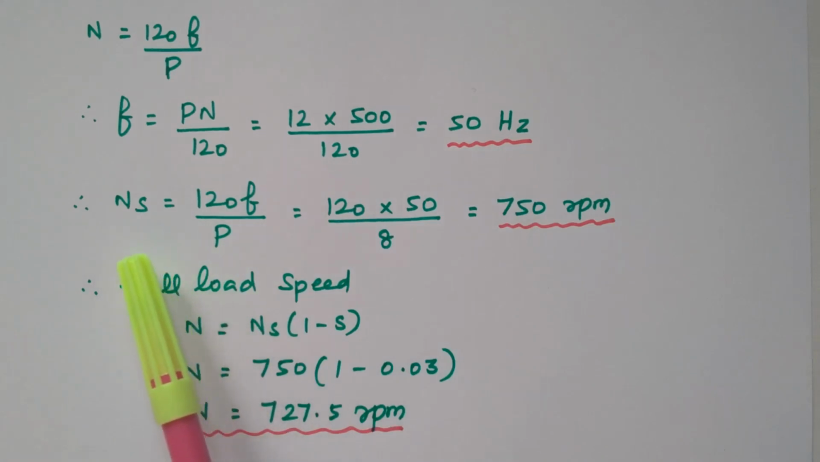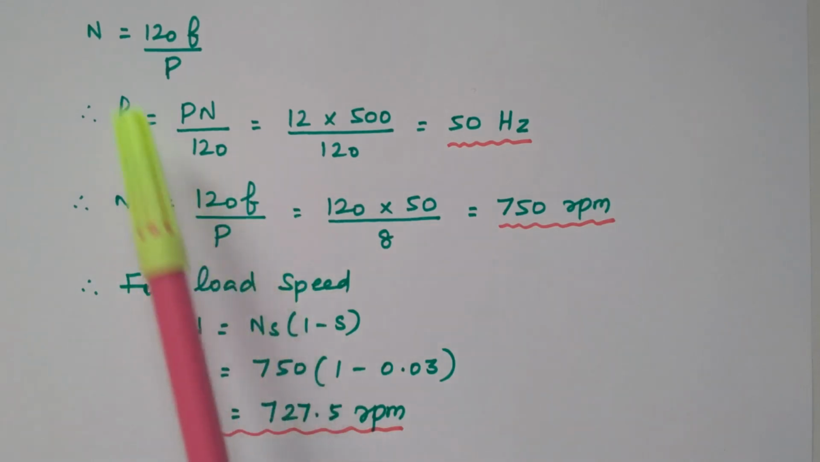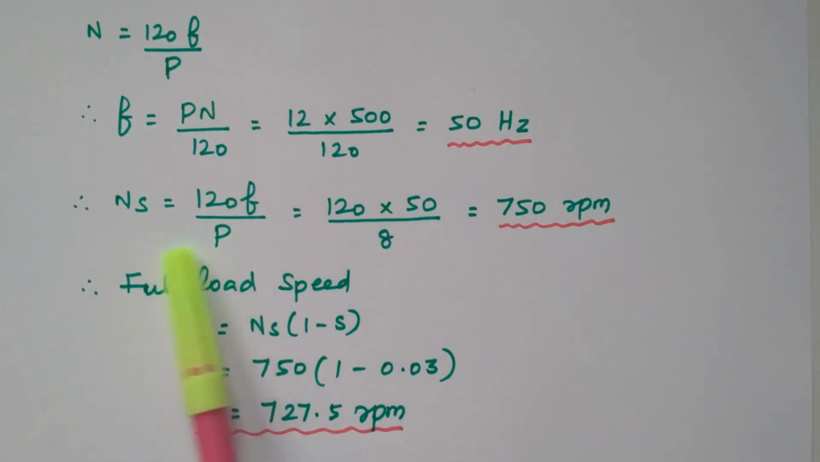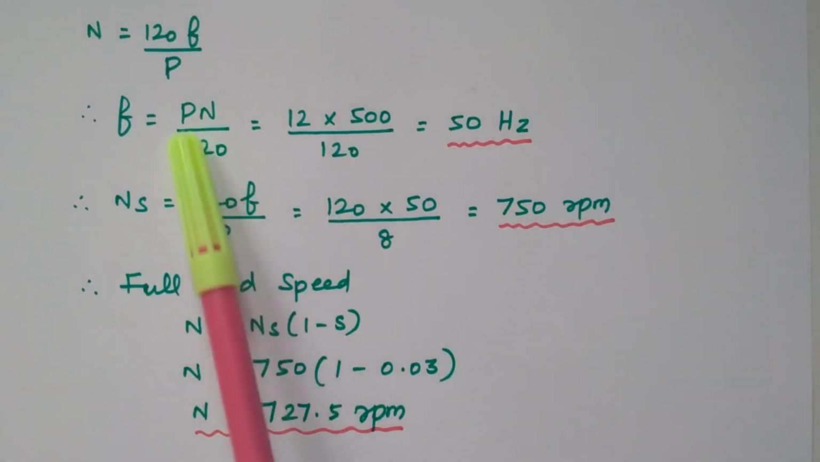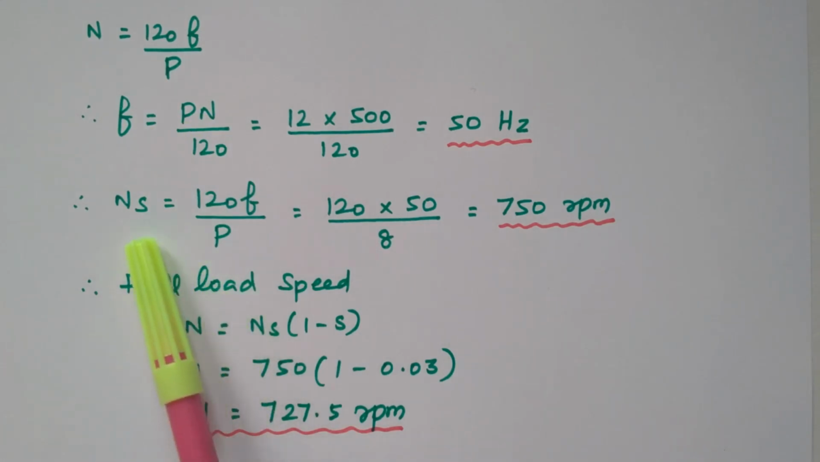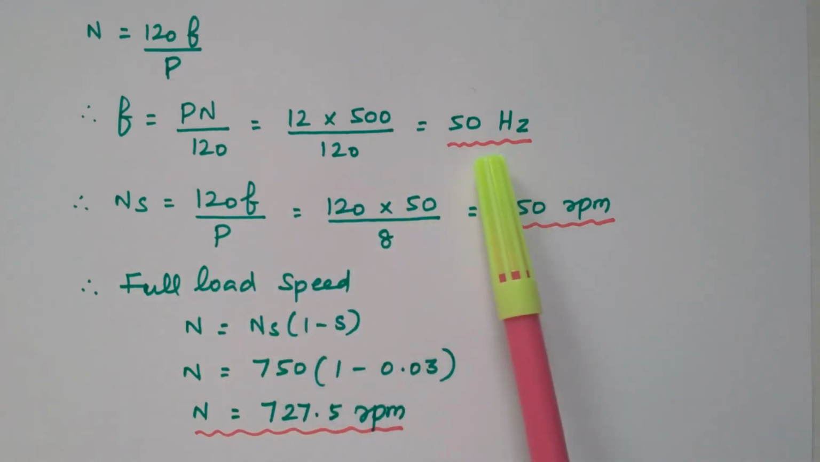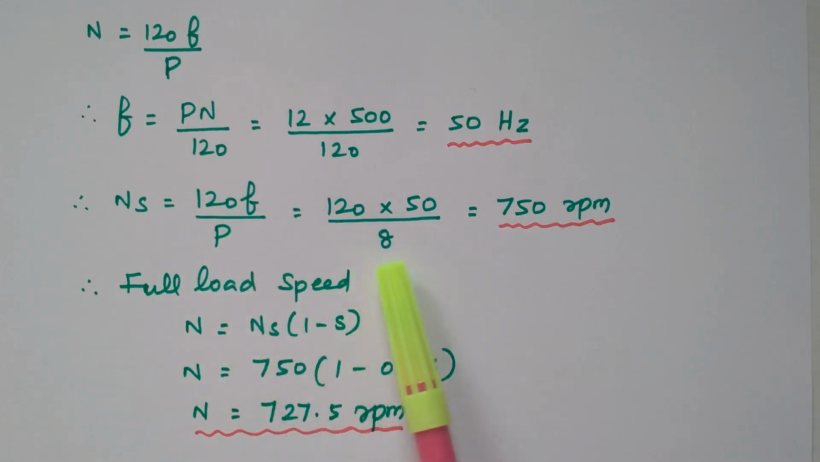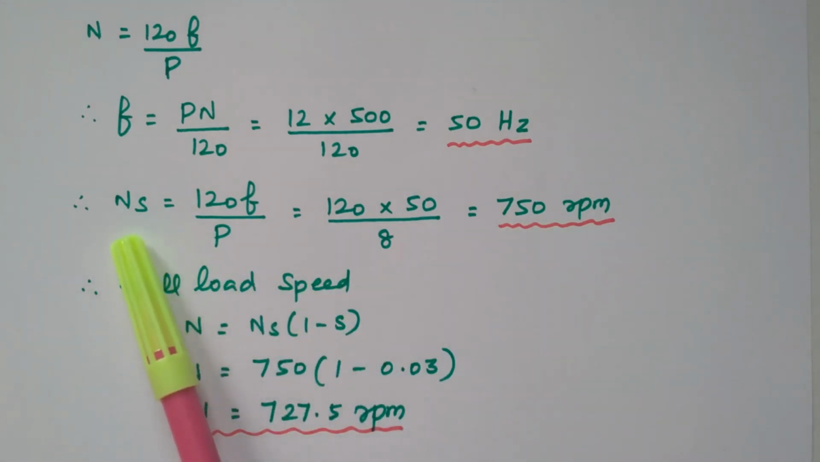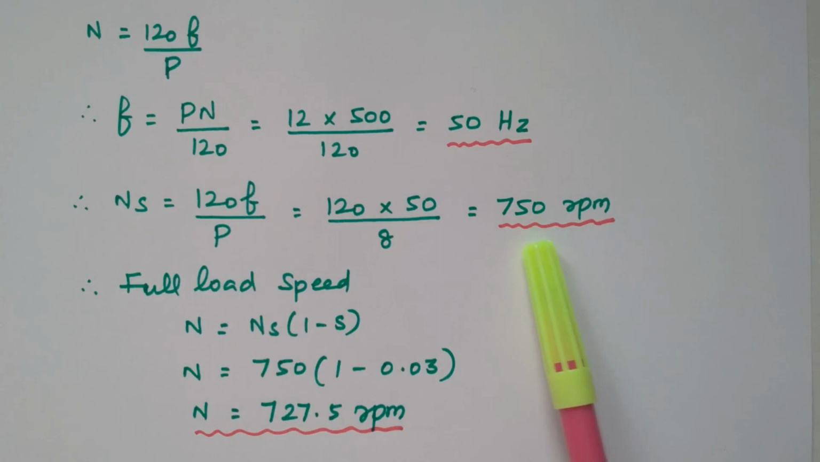Now we can find the synchronous speed, ns. Our final aim is to find the full load speed, but before that we will find the synchronous speed. ns equal to 120 f by p. Same formula, but this one refers to the induction motor, and the earlier one referred to the alternator. So ns equal to 120 into frequency, 50 Hz, divided by the number of poles, which is 8 for the 3-phase induction motor. By simplifying this, we get 750 rpm. The synchronous speed of the induction motor is 750 rpm.